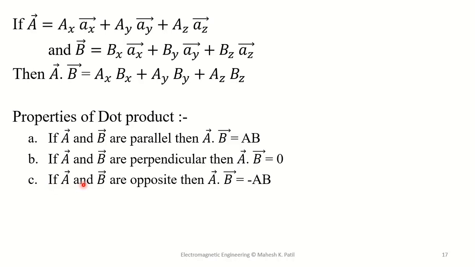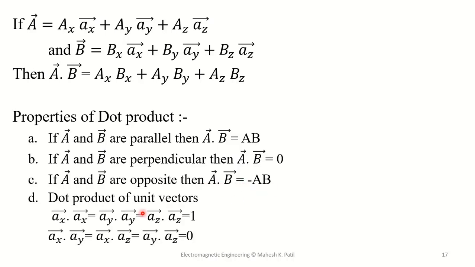If A bar and B bar are opposite, then A bar dot B bar is minus AB, because the angle between them is 180 degrees and cos 180 degrees is minus 1, therefore A bar dot B bar is minus AB.